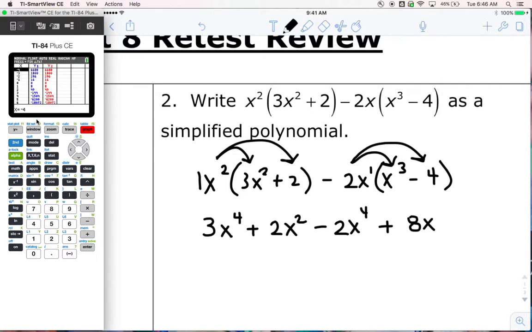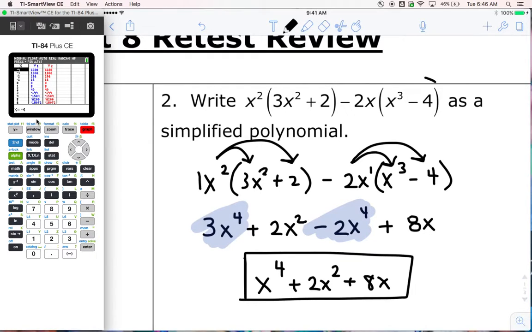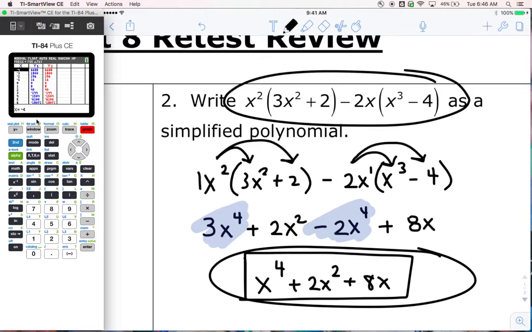Now we check for like terms. We do have some like terms. We've got 3x to the 4th and minus 2x to the 4th. So 3 minus 2 is 1, which is just x to the 4th. If you want to put the 1, you can, but you don't have to. Plus 2x squared plus 8x. Again, just like problem 1, I would definitely put this in my calculator to check it. You would put this in y1, this in y2, make sure the tables match.